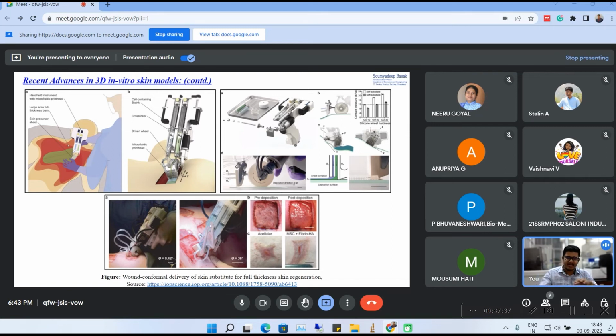Using that, they have printed a layer of material on the wounded area, and they have given the skin model, a 3D in vitro skin model. So not only electrospinning, these 3D in vitro models can also be created using these 3D printer-like devices. These are the handheld devices. Okay.